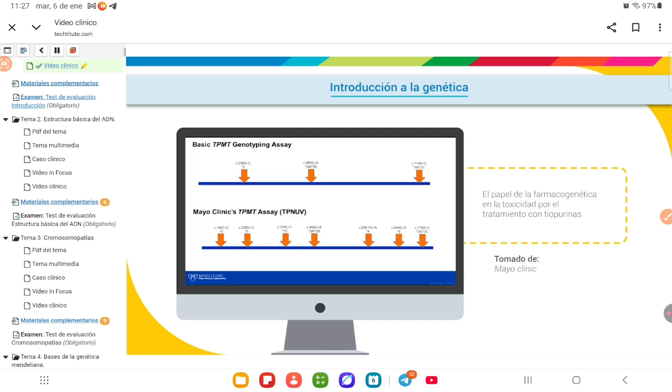But in this new example, you can see that the position is in a location that is not denoted by an orange arrow in the top assay. So therefore, this assay would not be able to detect this patient's genetic variant. On the other hand, in the more comprehensive assay on the bottom, there is an orange arrow located in the position where the yellow variant is, and therefore this test would detect this variant.